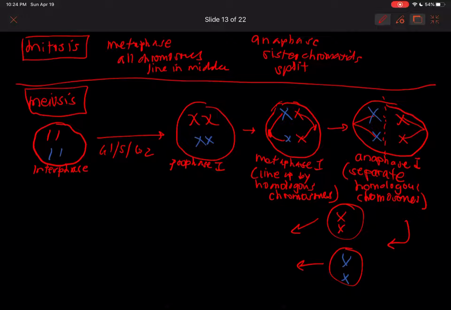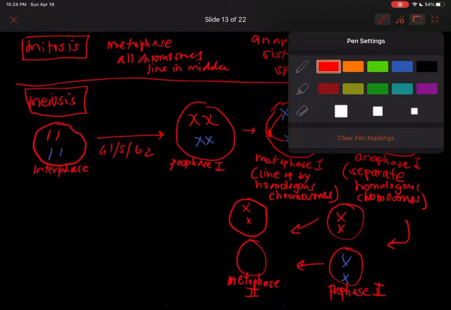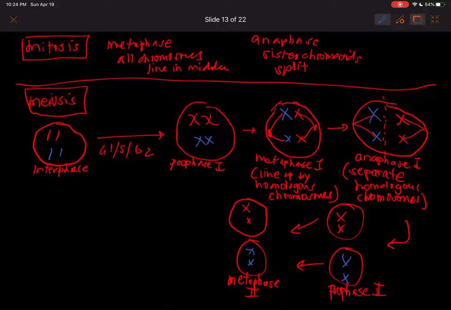So technically speaking, if this was prophase 2, then metaphase 2 is where now they would not line up by homologous chromosome, because they don't have homologous chromosomes now. They would just line them in the middle like this. Okay, and then you have your spindle fibers attached to the kinetochores of the 2 sister chromatids.